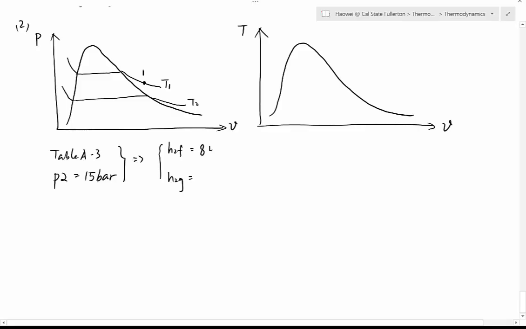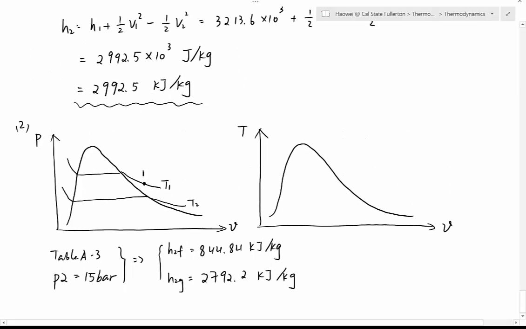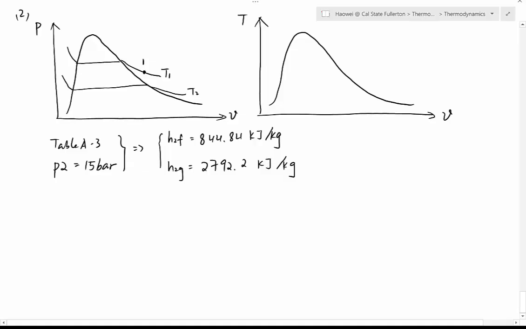HF, 844.84 kilojoule per kilogram. Do not forget to write the units. Hg, 2792.2 kilojoule per kilogram. That's H2F and H2G. And what is H2, by the way? Let's go back. H2 is 2992.5. So which one's bigger? Our conclusion is H2 is even bigger than H2G. Point number 2 has more energy than saturated vapor, so that means point 2 must be superheated.